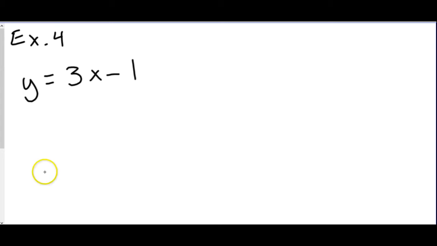So if I gave you an equation of a line, and asked you to find the slope of a line parallel, well, if lines are parallel, the slopes are the same, and we know when it's written like this, y equals mx plus b, the slope is located in front of the x. So the slope of a parallel line would be 3.